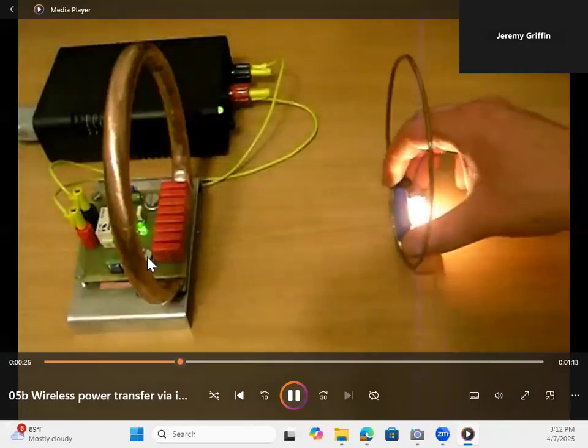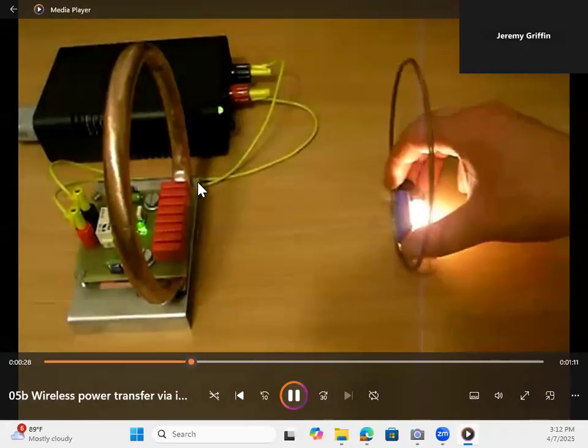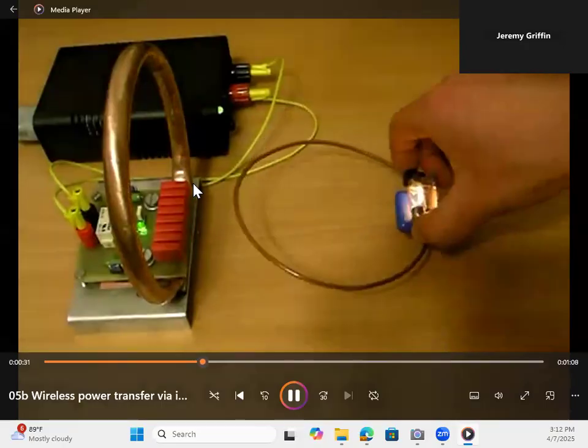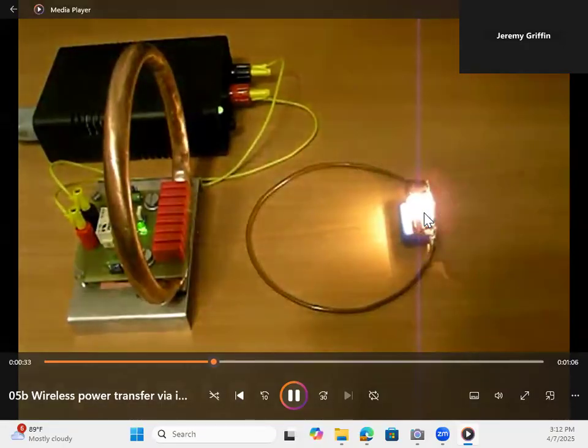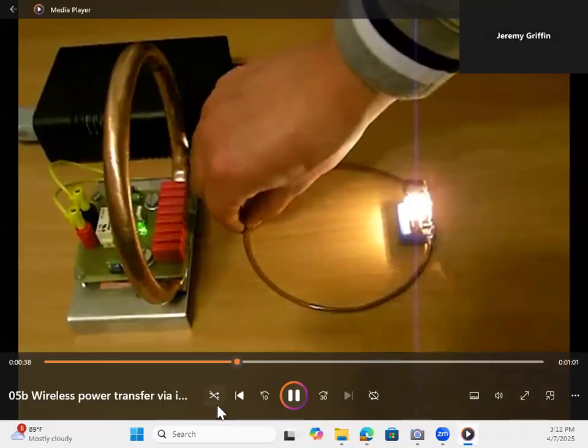Because whatever current's going through this big copper ring on the left side, that's creating a magnetic field. This ring on the right side is picking up that magnetic field. That's inducing a current, and it's going to turn the light bulb on. So that is wireless transfer of electricity.